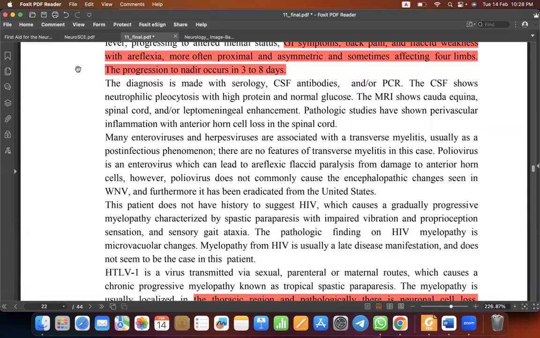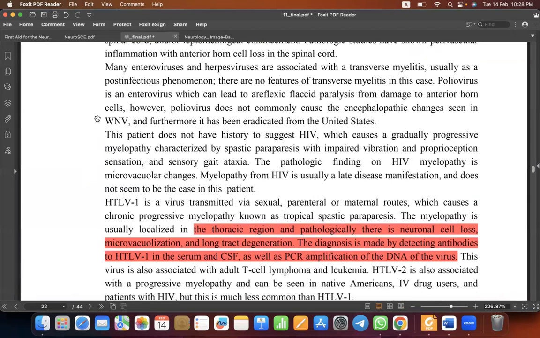Sometimes we should check the CSF antibody. We should check the CSF PCR in order to get a proper diagnosis. The MRI can show myeloradiculitis, with cauda equina involvement as well. Enterovirus and herpes virus, particularly herpes virus, may involve transverse myelitis, which is a typical post-infectious phenomenon, but there are no features of transverse myelitis in this case. Polio is an enterovirus. They can have areflexic flaccid paraparesis due to damage of the anterior horn cell. But polio typically does not involve the central nervous system.